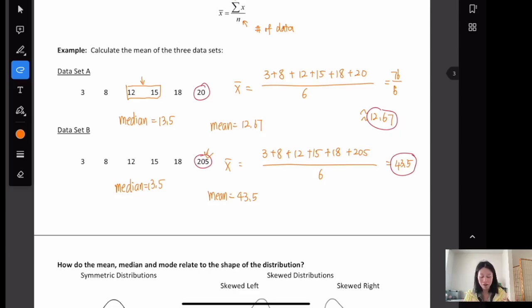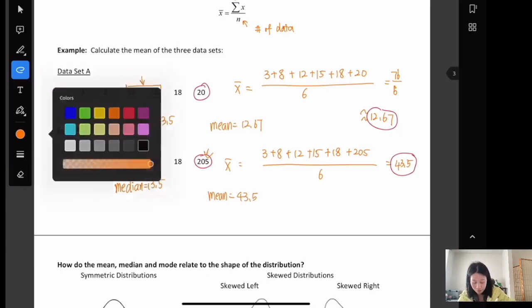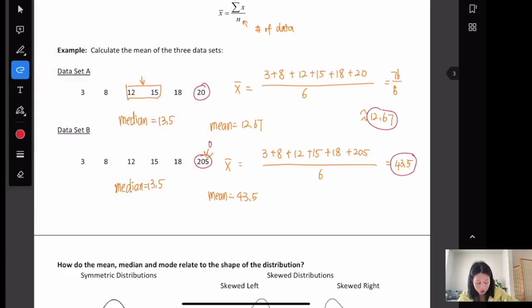So see what outliers do to the data. If there is one or more outliers, it will change the mean. The mean is going to increase or decrease, depending on whether your outlier is on the left or on the right. In this case, it's going to increase, right? But it doesn't do anything to the median. The median stays the same.